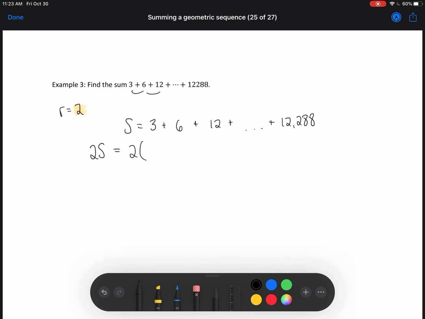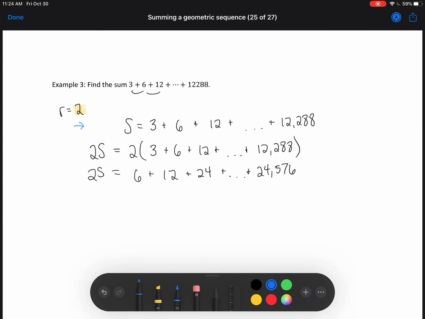All right, so for 2s, we're going to do 2 times all of the terms in the sequence that we're trying to sum. Which of course gives 6 plus 12, right? 2 times 3 is 6, 2 times 6 is 12, plus 24 plus ... And then probably we need a calculator for this last one. It should be 24,576. All right, and that's our 2s.